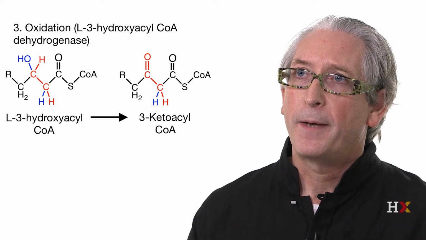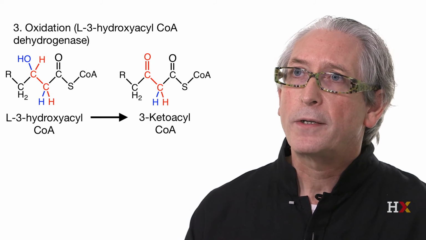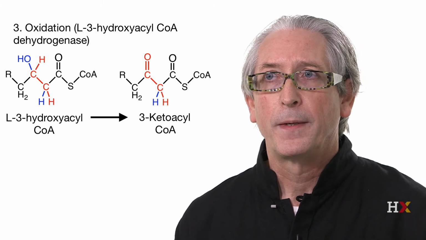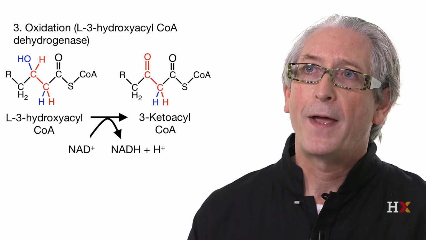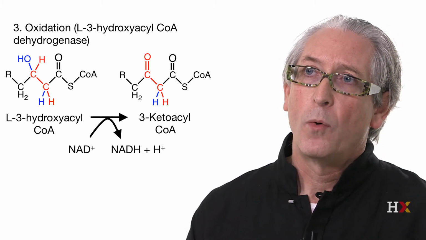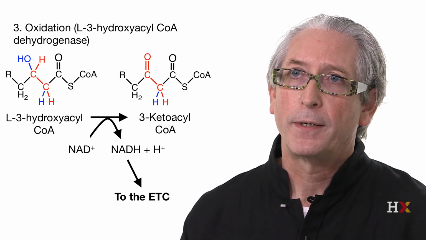The third step is the second oxidation in the process, resulting in a formation of 3-ketoacyl coenzyme A. This time the oxidation is coupled with a reduction of NAD+ to NADH and H+. Once again, NADH will feed the electron transport chain.